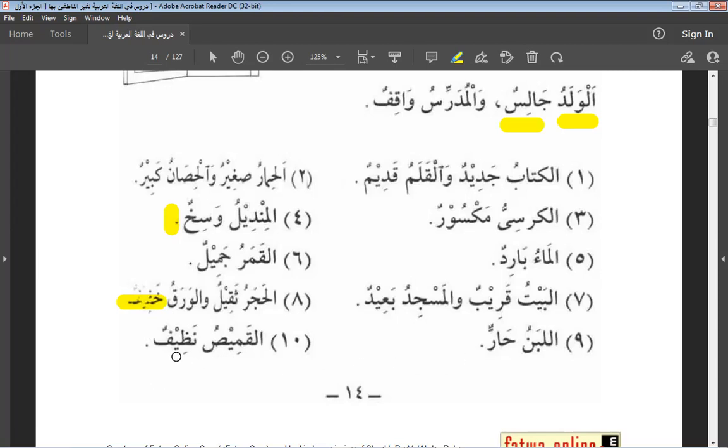Al-qamisu nazifun. The shirt is neat, clean. Okay, so we have nazif here being the opposite of wasikhun. And then we have harun here being the opposite of baridun. So at least they've given us a number of opposites here. We have jadidun, qadimun, sagirun, kabirun. We have wasikhun, nazifun, baridun, harun, and then we have qareebun and then ba'idun here. Okay, we have thaqil and khafif also here.